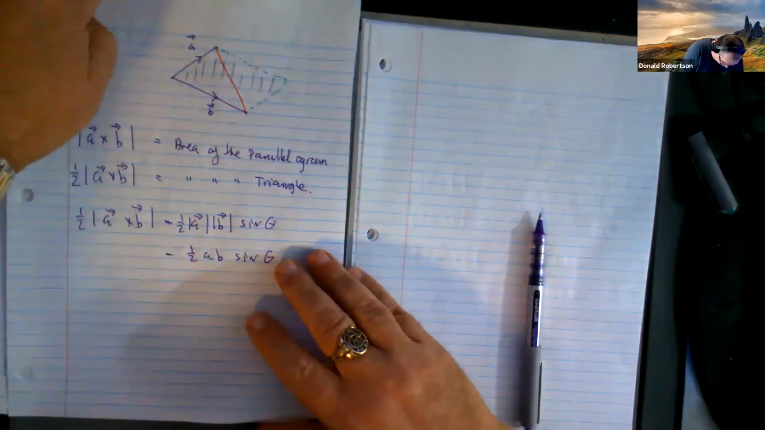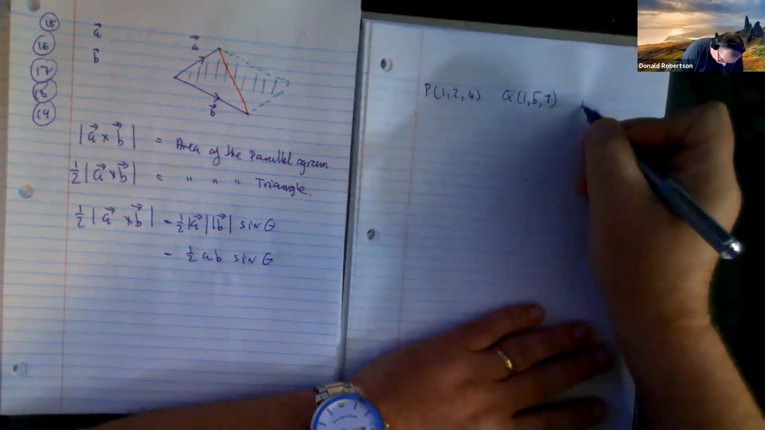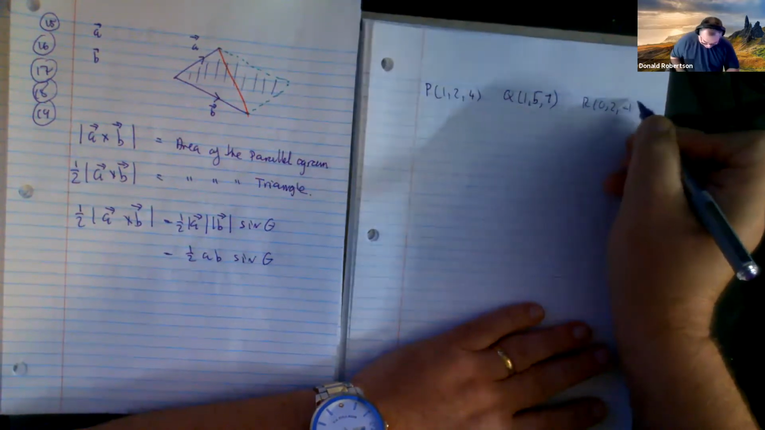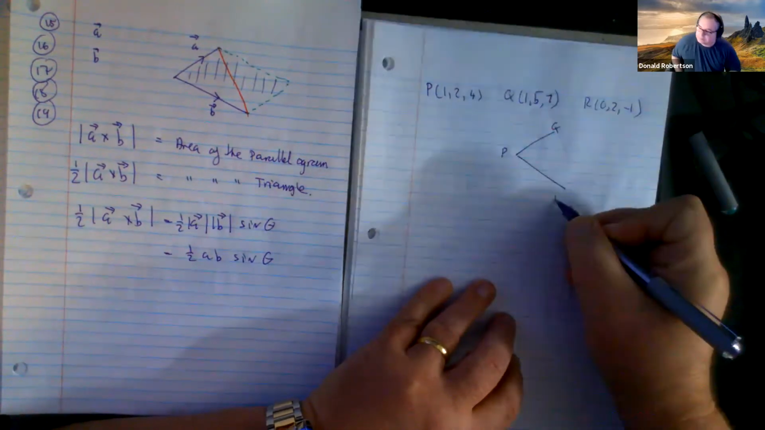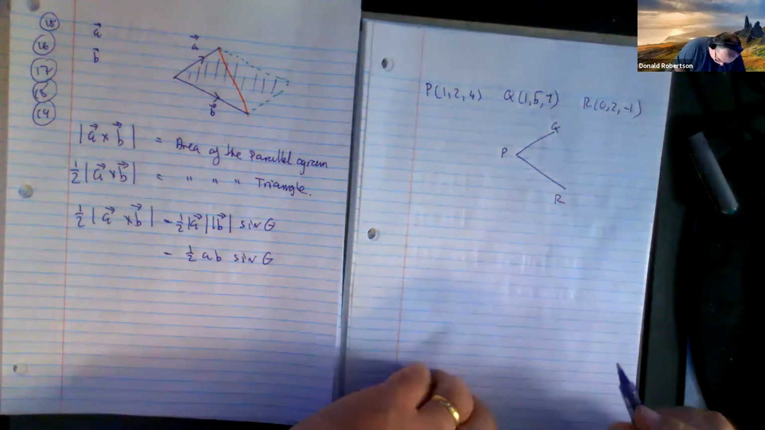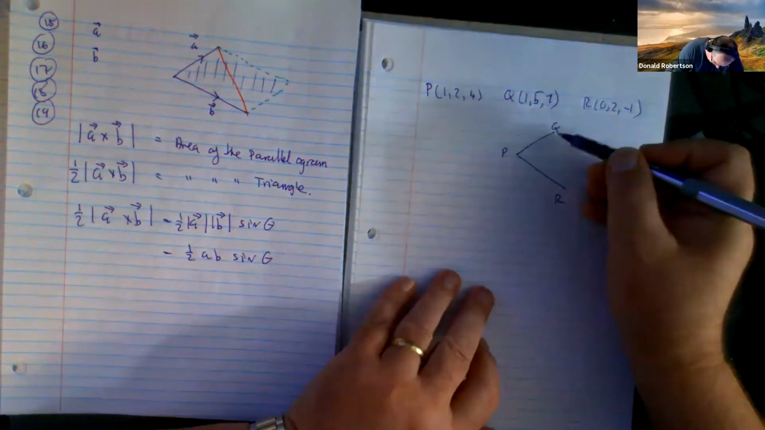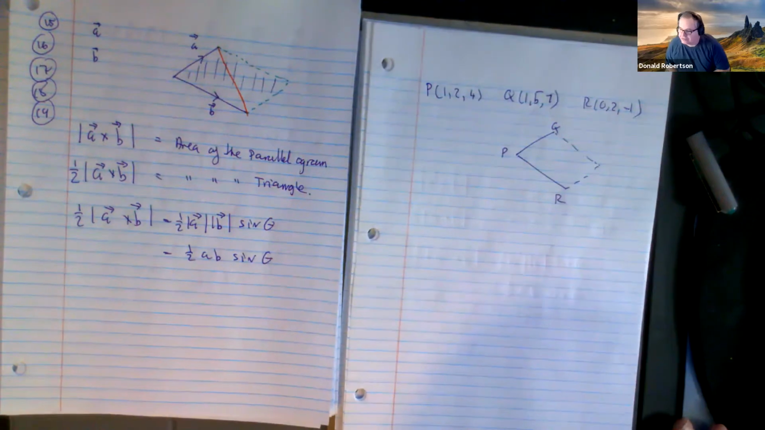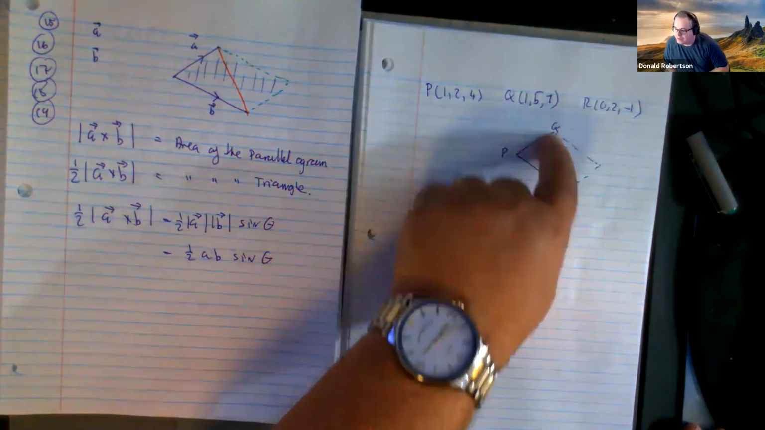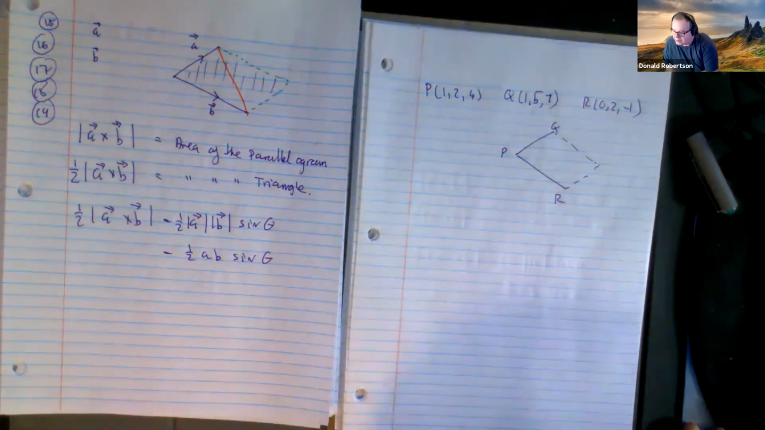Suppose P is 1, 2, 4. Q is 1, 5, 1. And R is 0, 2, -1, right? So can you imagine P, Q, R? And we are going to use that information to find the area of the parallelogram and the area of the triangle. And the triangle would be the PQR one, right? If you find one, don't you just halve it and you've got the other? So it's not really a big deal to be asked both.